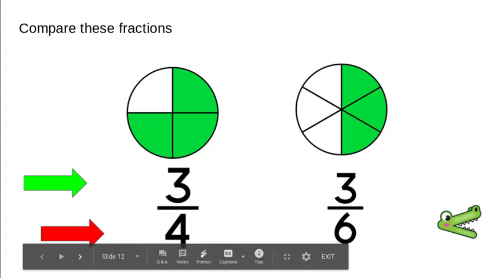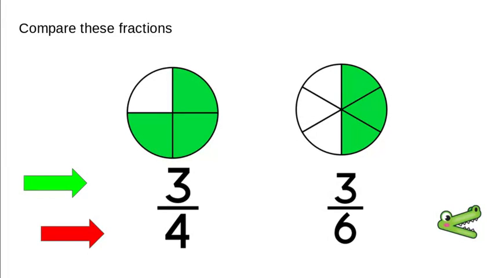Okay, let's look again. I look at my denominators, and they're not the same. So I'm just going to talk to myself, and I'm going to say, okay, I have 4ths and I have 6ths. If I had 4 friends, the pieces would be bigger than if I had 6 friends, because 4ths are generally bigger than 6ths. But I can't just jump on that, so I have to look at my numerators. Ooh, my numerators are the same. So I can go with the information that I know. 4ths are bigger than 6ths, and the numerators are the same. So 3/4 is bigger than 3/6. And you can see that in the picture, right? 3/4 is greater than 3/6.